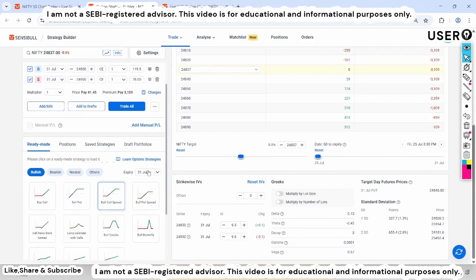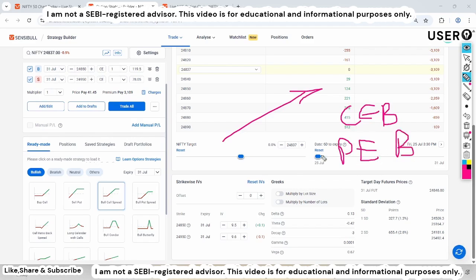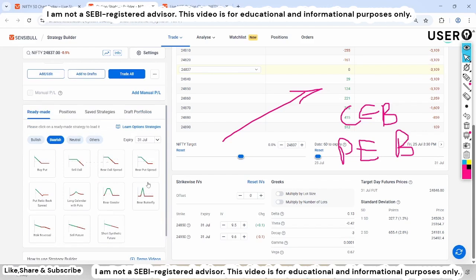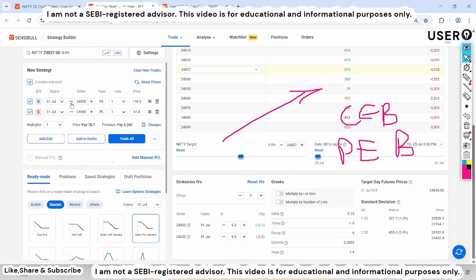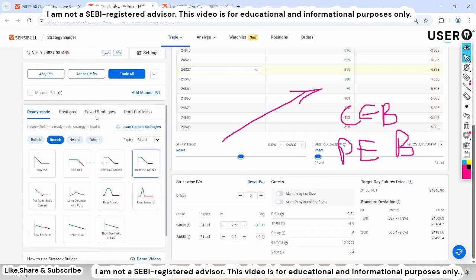Also, this is only the option buying hedge. For example, this is the option buying hedge: CE buy. And in case of PE buy, you already have a ready-made option. Go to bearish and you need to take this position: PE buy, PE sell.